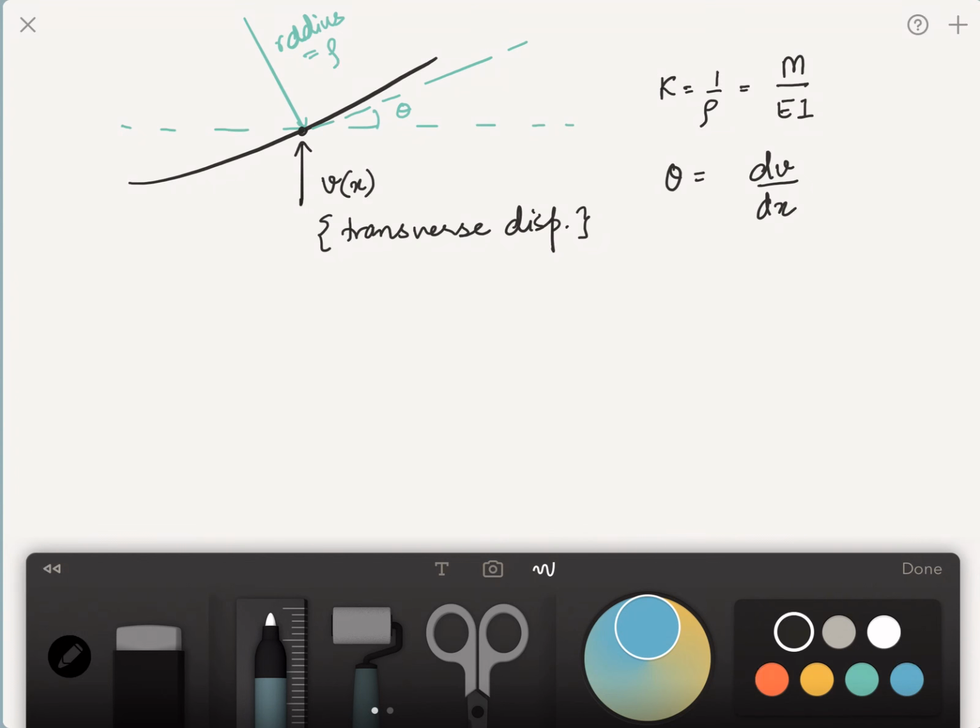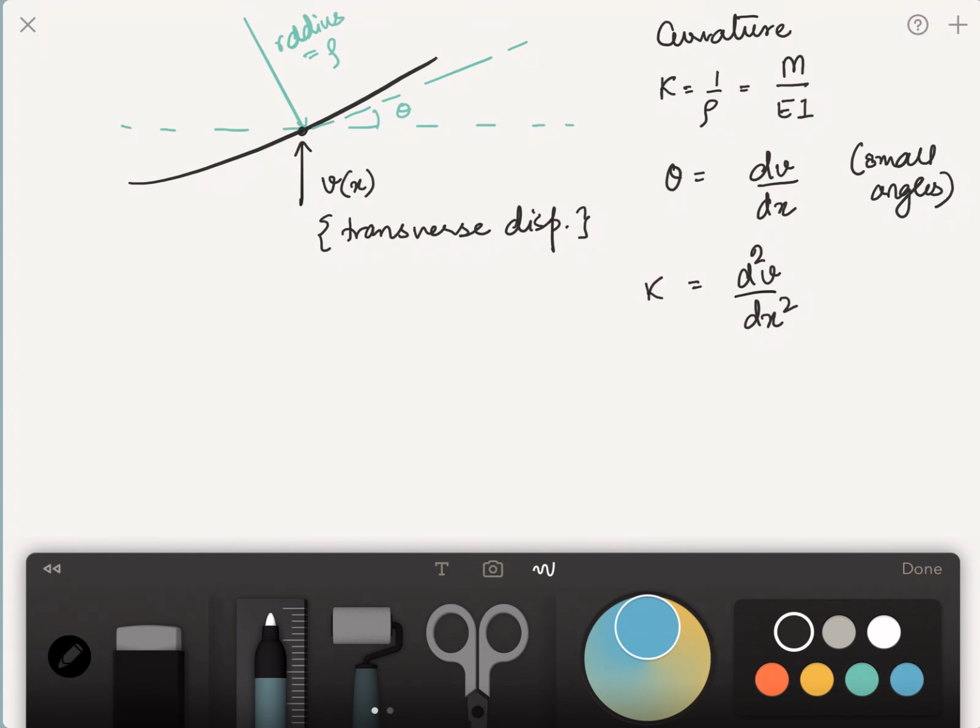If you have a small change in v with a small change in x, then it's going to give you the angle theta when the angle is very small. So you can write this for small angles: theta is given as dv/dx. And the curvature kappa, I'm going to write here in case you forget, is given as the second derivative of v. So this is the curvature of the slope, which is given as theta.